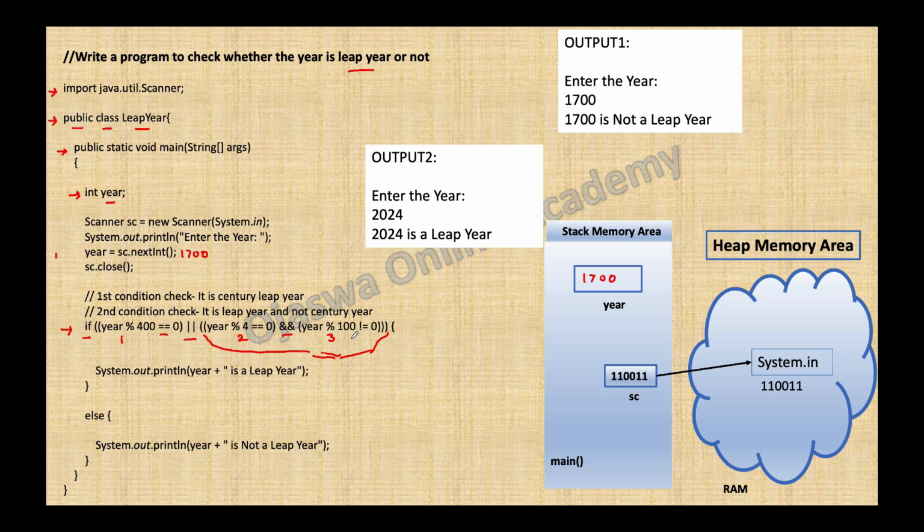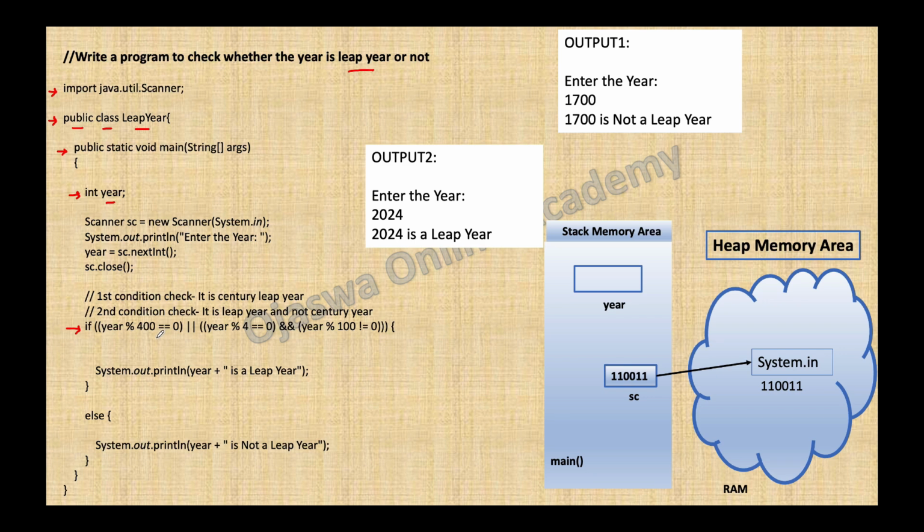So in this second condition, we are using the AND operator. So if the first condition is true, the second condition has to be true. Only then the control goes inside the block. If the first condition is false, the second condition is not checked because the AND operator does short circuit evaluations. Now let us take the value and check out.